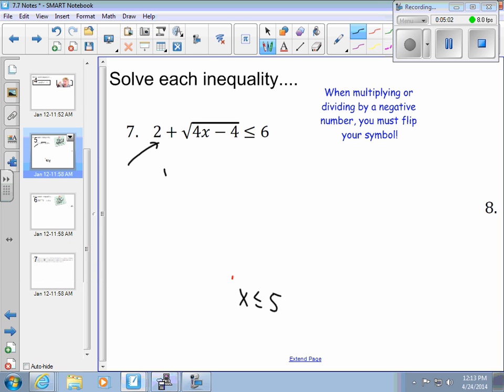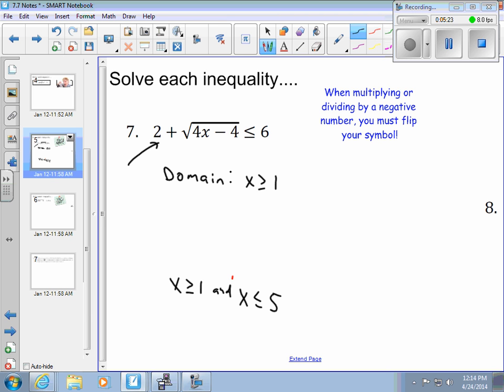So our domain for this one tells us that x has to be greater than or equal to 1. So we need to add that into our solution. We need to be less than or equal to 5. We also need to be greater than or equal to 1. So that would be the answer.